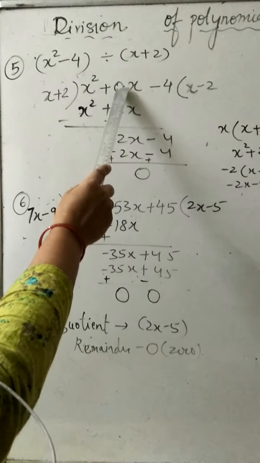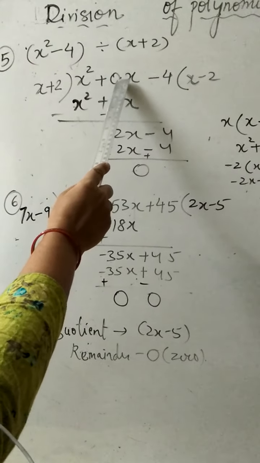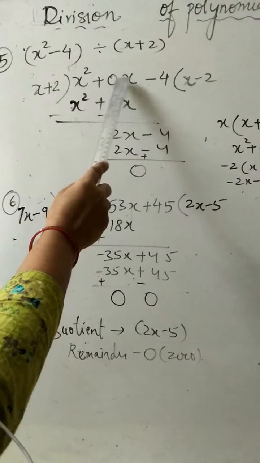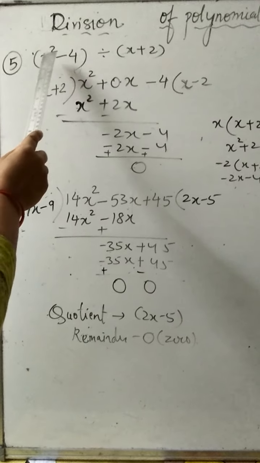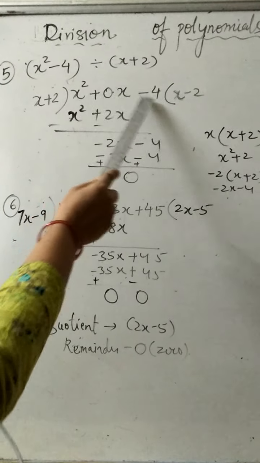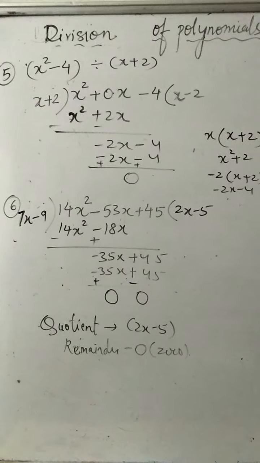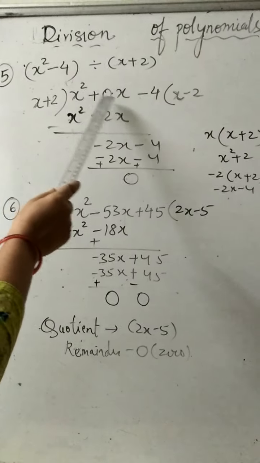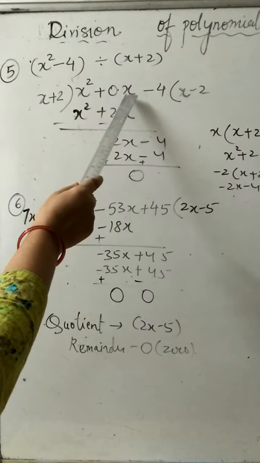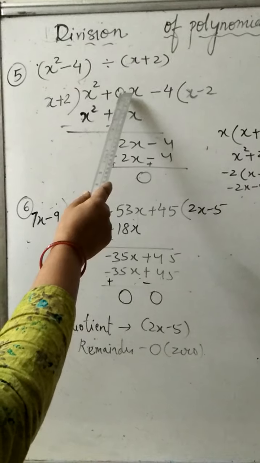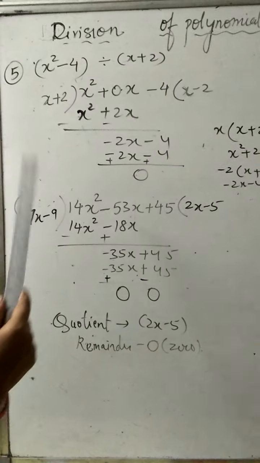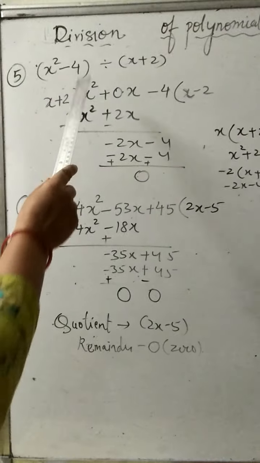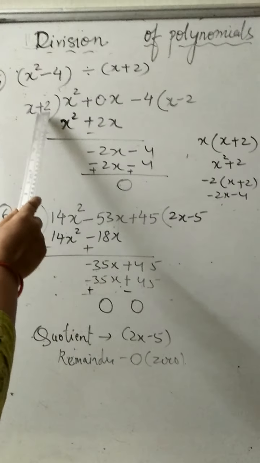Now you know that if the coefficient is 0, anything multiplied with 0 gives 0. So the expression does not change. It is equal to x square minus 4 only. This expression and this expression are the same. Just to make it easy, we introduce one more term, that is 0 into x. So let us start. Now you have to divide this expression by x plus 2.